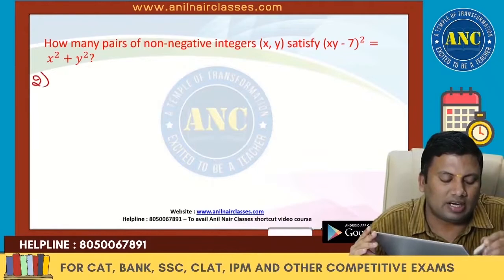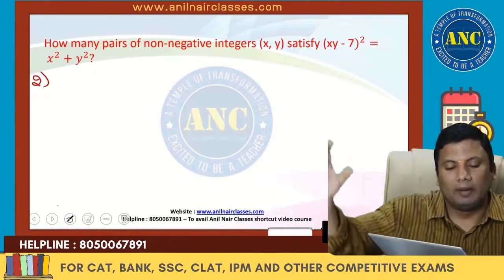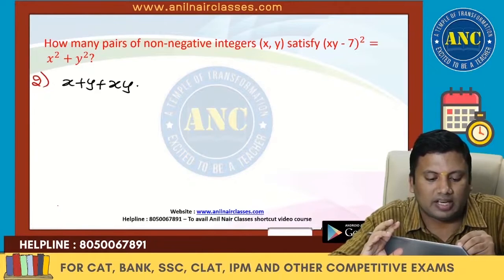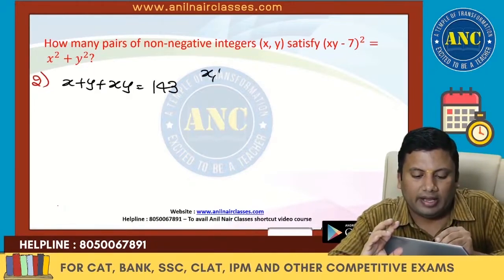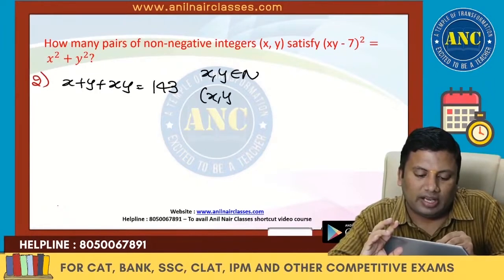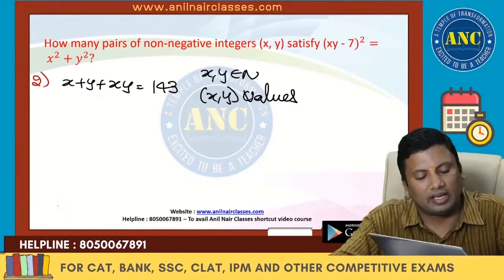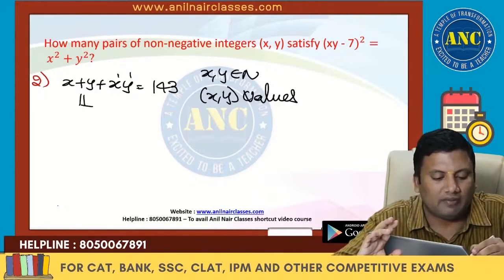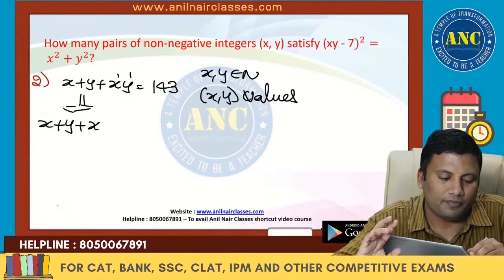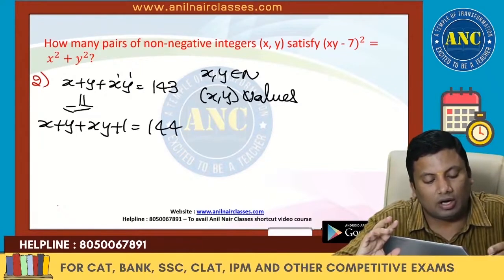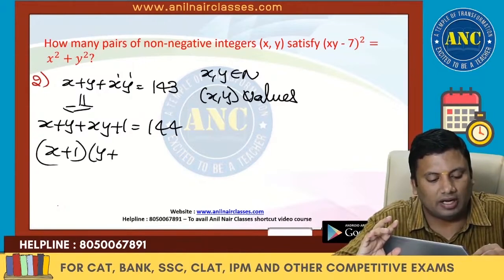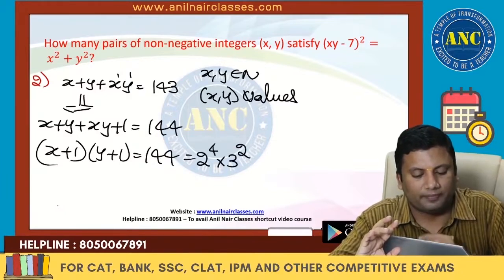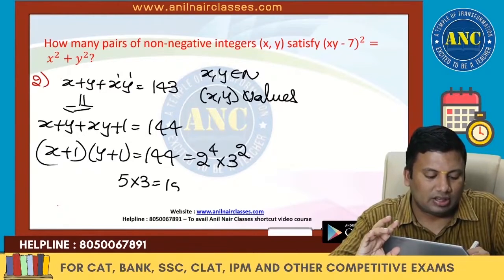Only when you understand the concept and apply it, your ability to use the concept will grow exponentially. x plus y plus xy equivalent to 143. x and y are natural numbers. How many values will xy take? Degree of the equation is 2. If the degree of the equation is 2, write the equation as a product of two factors. Add 1 on both the sides. So, it is x plus 1 into y plus 1 is 144, which is nothing but 2 power 4 into 3 square. So, 5 into 3, which is nothing but 15.